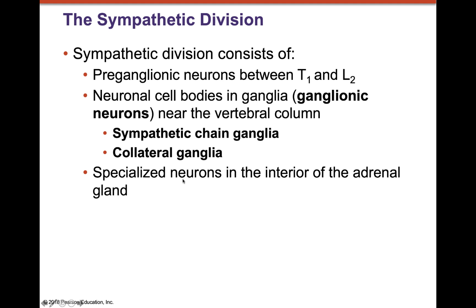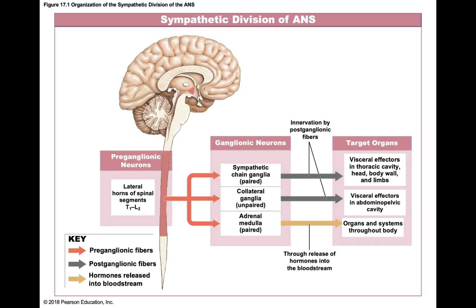And then there are specialized neurons inside the adrenal gland. So there is something unique about the adrenal gland, which we're also going to discuss. It's a type of specialized organ, you can say. Okay, so these two divisions, as you know now, arise from different places in the spinal cord and the brain.